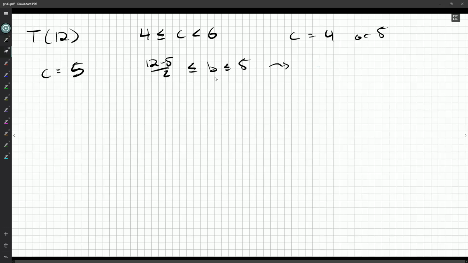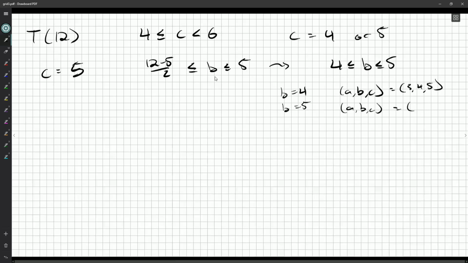Let's write out our range here. 12 minus 5 is 7, divided by 2 is 3.5, so b is between 4 and 5, and each of those will work. So b equals 4, and your a, b, c, I guess I'll write them all together now, is going to be 3, 4, 5, and if b is equal to 5, we get a triangle of 2, 5, 5. So there's 2 from that.